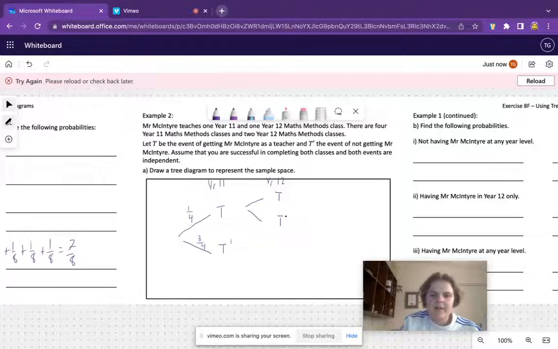So if you have him in Year 11, you're either going to not have him or you're going to have him in Year 12. So in Year 12, there are 2 Year 12 methods classes, and he teaches 1. So you've got a 1 in 2 chance now for each option. So now we want to list our sample space. So you follow along our branches.